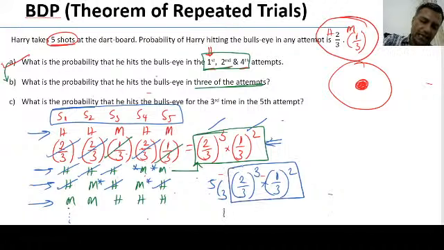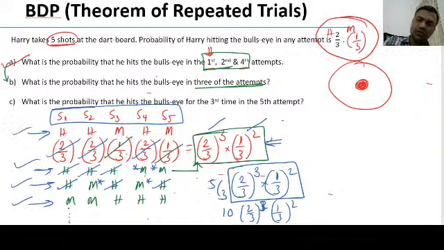What is 5C3? 10. Therefore, 10 times 2 by 3 whole cube and 1 by 3 whole square, all 10 times. See, I showed you 4 cases out of 10. So now what is that binomial distribution of probability, or theorem of repeated trials, talking about?